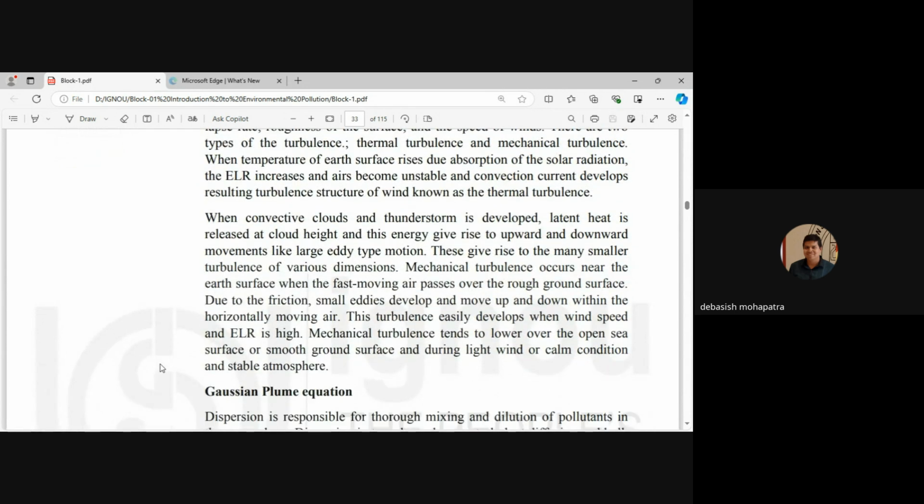When convective thunderstorms are developed, latent heat is released at cloud height and this energy gives rise to upward and downward movement like large eddy type motion. These give rise to many smaller turbulences of various dimensions. Mechanical turbulence occurs near the earth's surface when the fast moving air passes over rough ground surfaces. Due to the friction, small eddies develop and move up and down within the horizontal moving air. This turbulence easily develops when wind speed and ALR is high. Mechanical turbulence tends to lower over the open sea surface or smooth ground surface during light wind or calm condition and stable atmosphere.